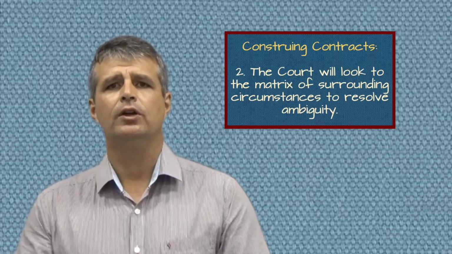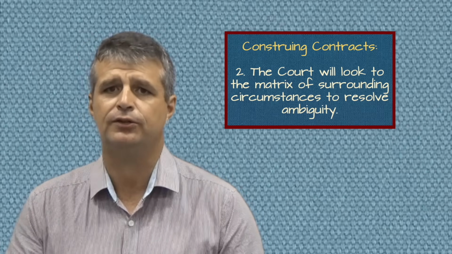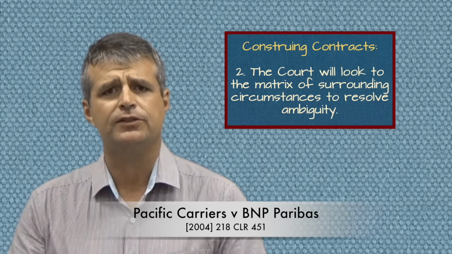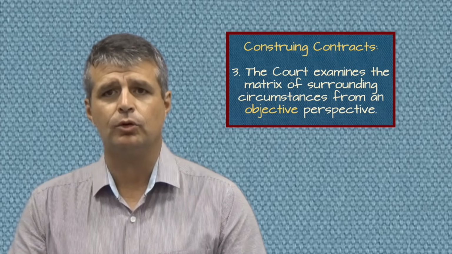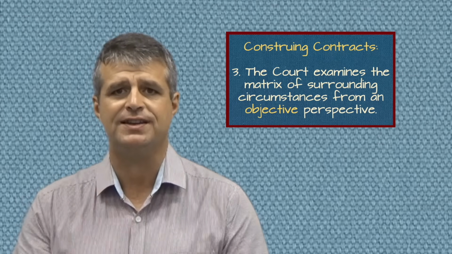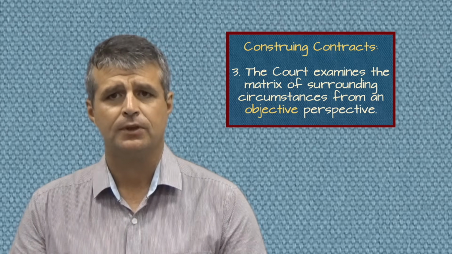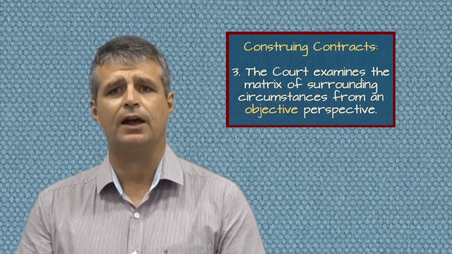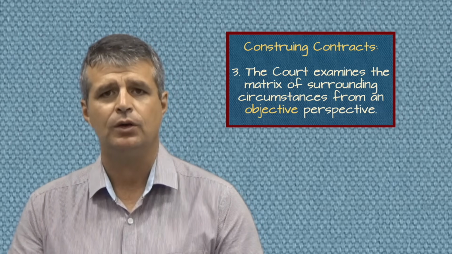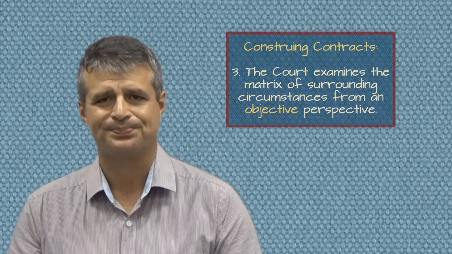What if the words in the contract are ambiguous? Well, then the court will look to the matrix of surrounding circumstances to work out what the words mean. But it does so in a very interesting way. The court doesn't look at the matrix of surrounding circumstances and ask what the parties themselves intended. Rather, the court looks at those circumstances and asks what a reasonable person in the situation of the parties would have meant by the words.